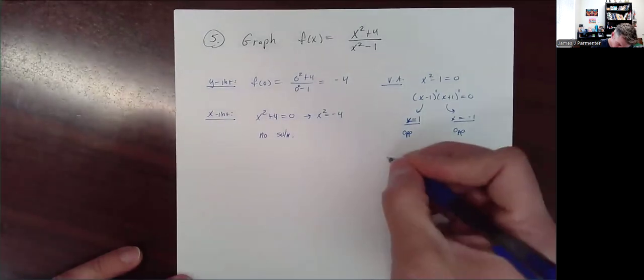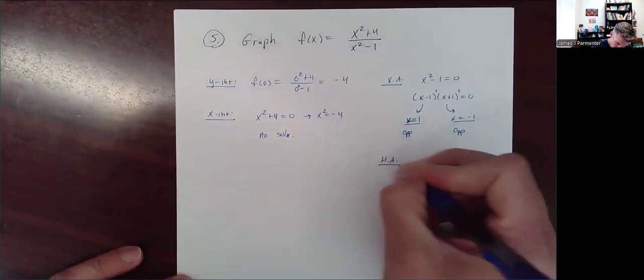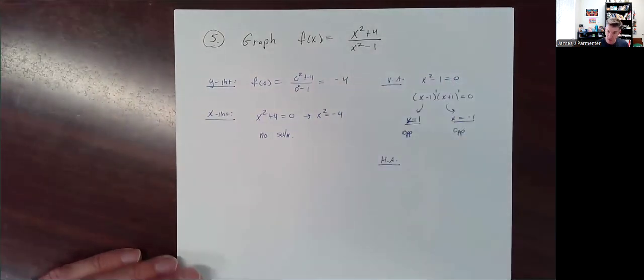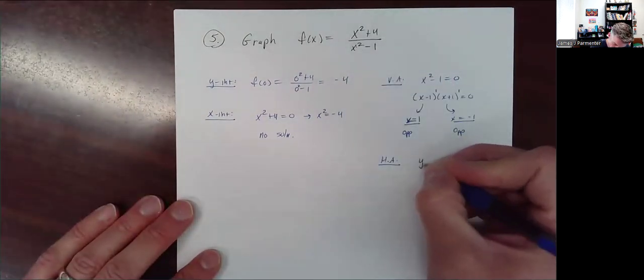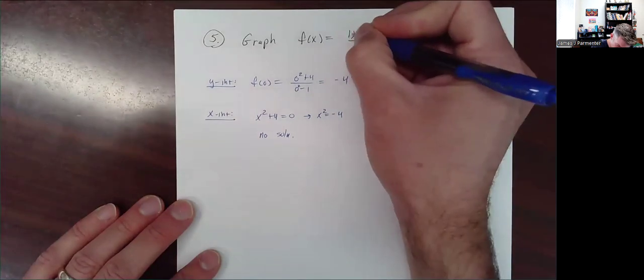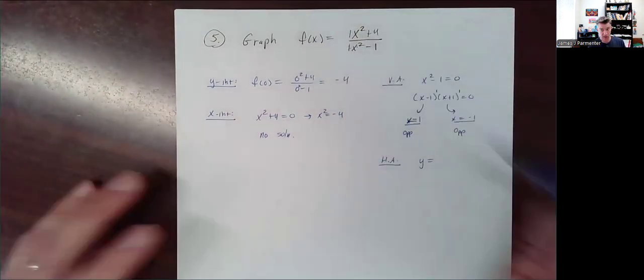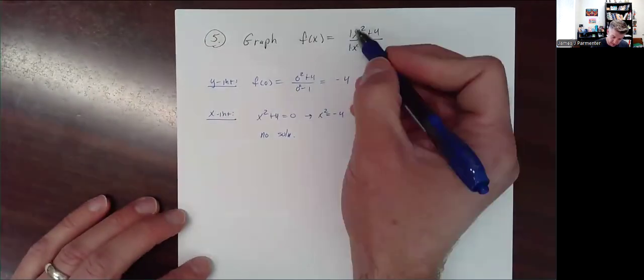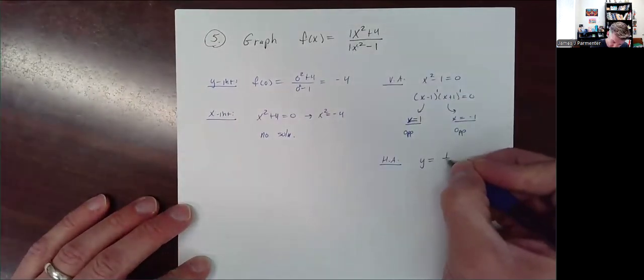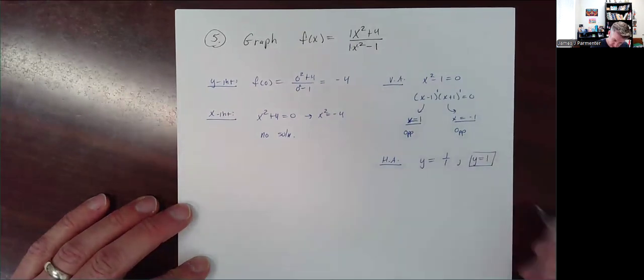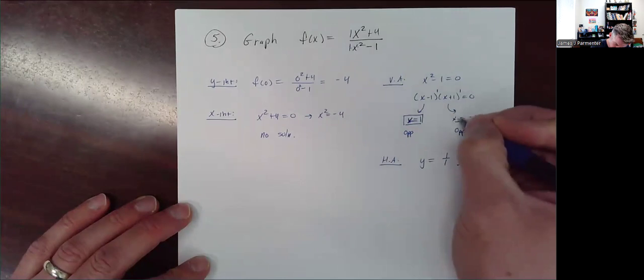And then finally, the horizontal asymptote. Well, the degree on top is 2. The degree on the bottom is 2. So the degrees are equal. The horizontal asymptote is going to be y equal to, there's a 1 there and there's a 1 there. So again, I want to point out, you're not dividing the degrees. You're not saying it's 2 divided by 2. You're saying it's 1 divided by 1. It's the quotient of the leading coefficients. So your horizontal asymptote is y equal to 1. Your vertical asymptotes are x equal to 1 and x equal to -1.